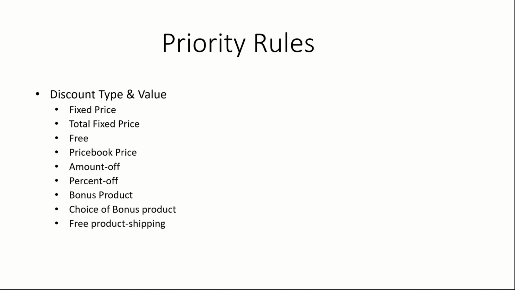Like if you want to provide the discount at a fixed price, if you want a certain amount to be waived off, so free promotions, price book, amount of bonus products, so of promotion configuration we can define. And the priority is decided based on the sequence. So the fixed price gets the highest priority, bonus product is a lesser priority, and similarly the fixed price product shipping will be considered for the last execution.